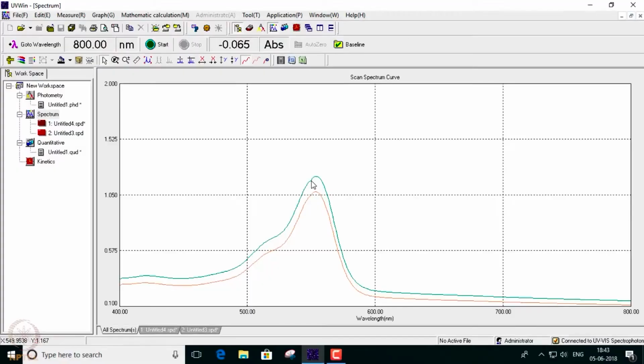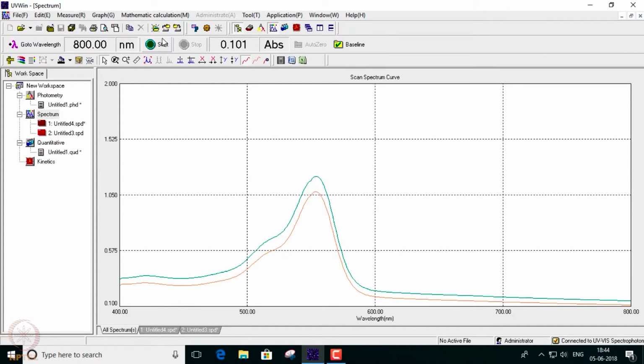time intervals. So this green curve here shows the absorption of our dye at time t equal to 10 minutes, while this orange color spectrum shows the absorption of the dye at t equal to 30 minutes. So we can see that over time the absorption of the dye has decayed, which is mainly because of the photodegradation of the dye with TiO2.